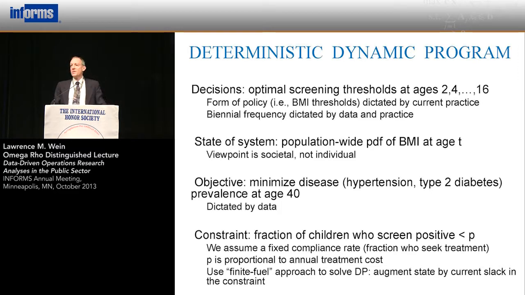And so we're viewing this problem from a societal point of view, not from an individual point of view, which of course is a much more difficult problem. Our objective is to minimize adult disease. The particular version we chose is based on the data that's available and subject to the fraction of people we refer to treatment, which you can kind of think of as a cost constraint.